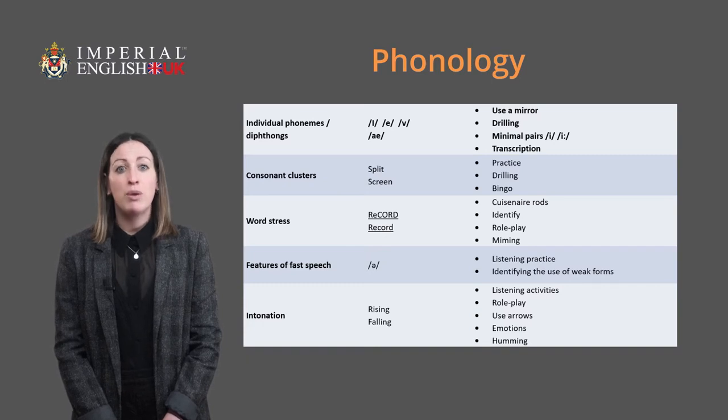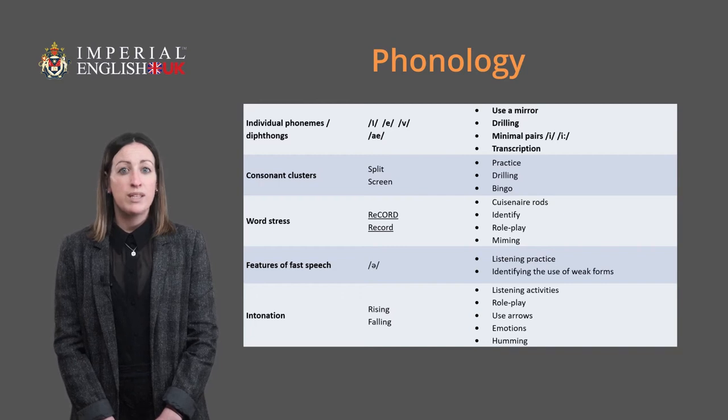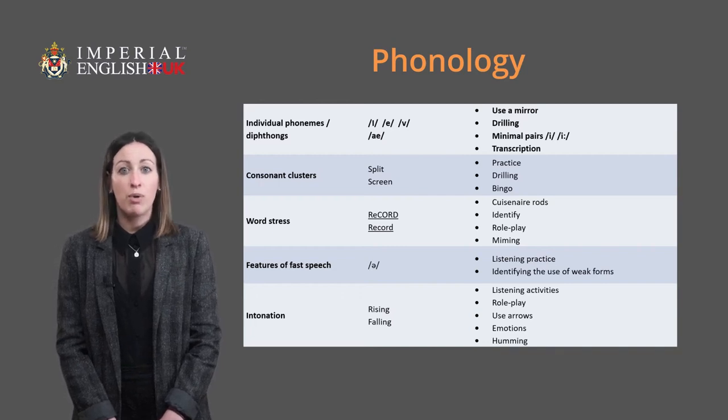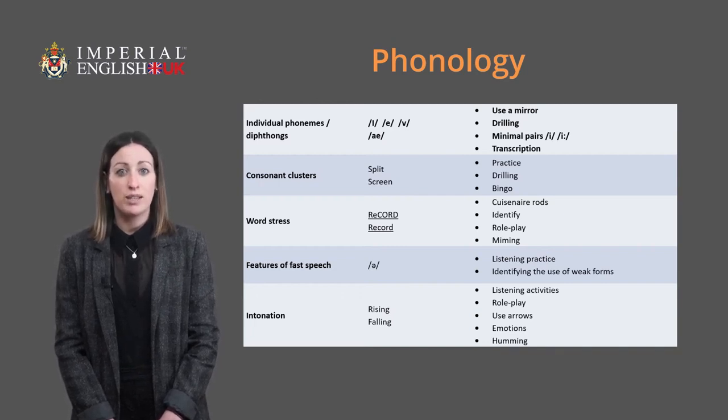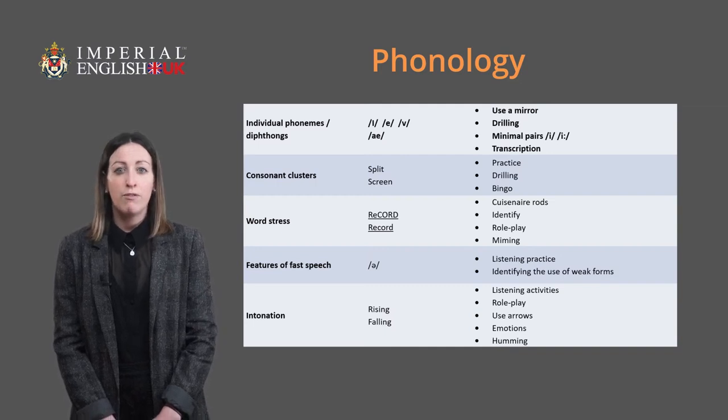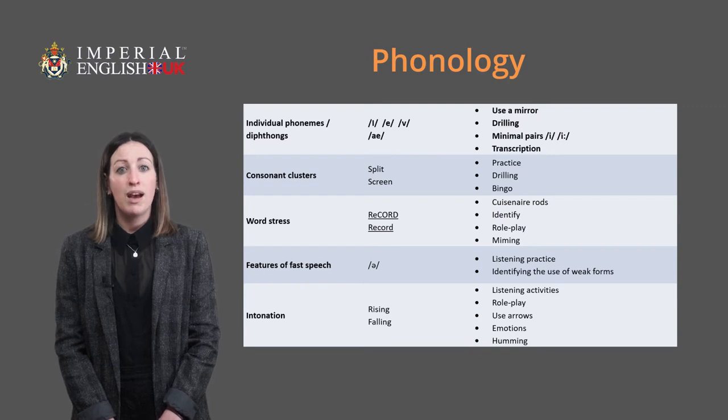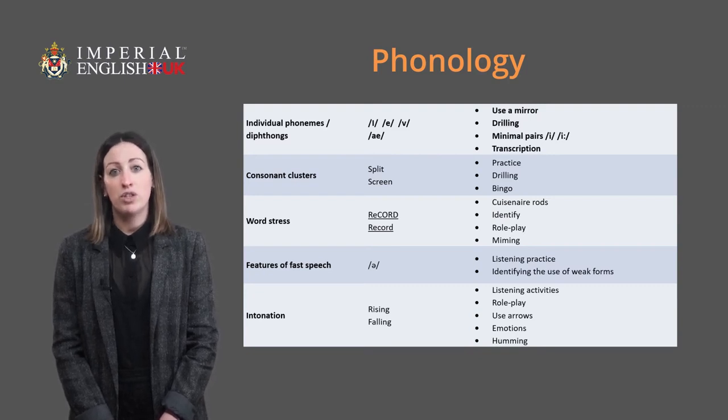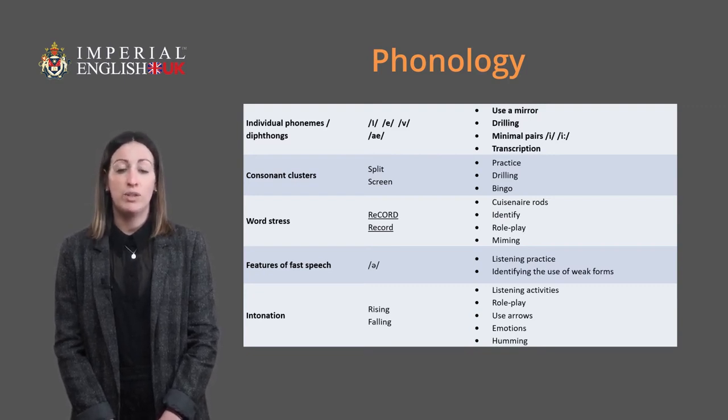Word stress is about noticing the differences and using them correctly. Cuisenaire rods are useful in marking primary stress and secondary stress. Other realia, such as Lego blocks or even different colours, can be used to identify the stress. Fast speech can be a focus on the schwa and weak forms, and then it can move on to more advanced features of fast speech, like elision or assimilation.